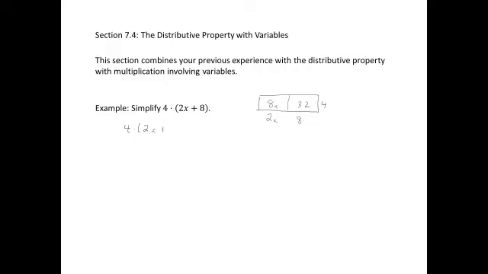4 times 2x plus 8 is equal to, we reuse the distributive property the same way we did before. 4 times 2x plus 4 times 8. 4 times 2x is 8x, and 4 times 8 is 32.